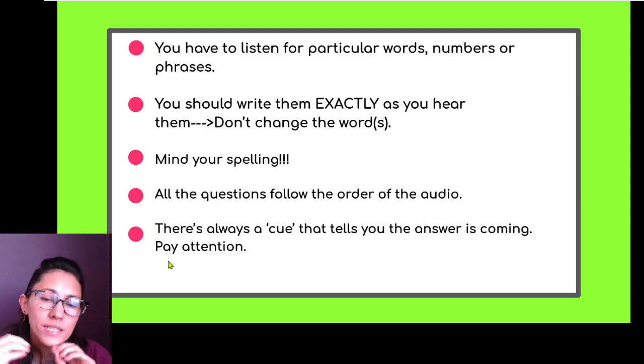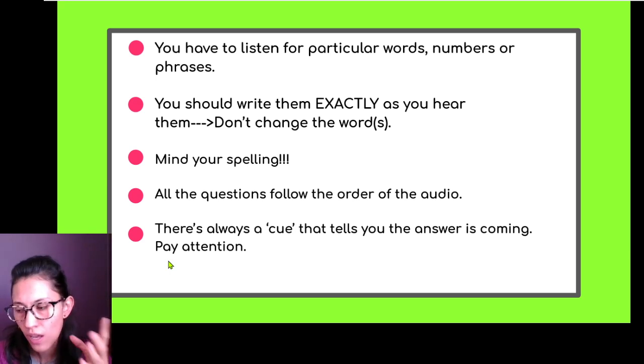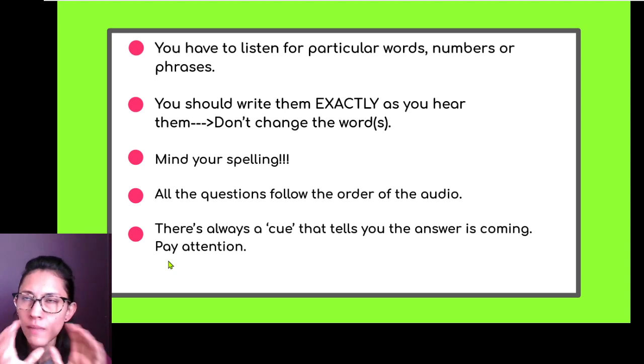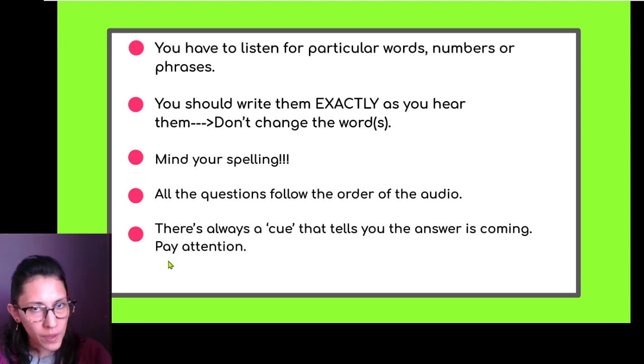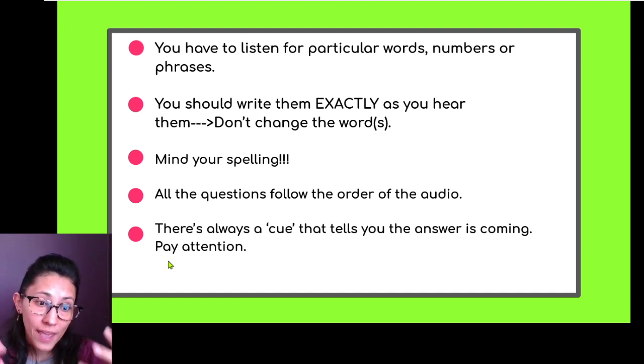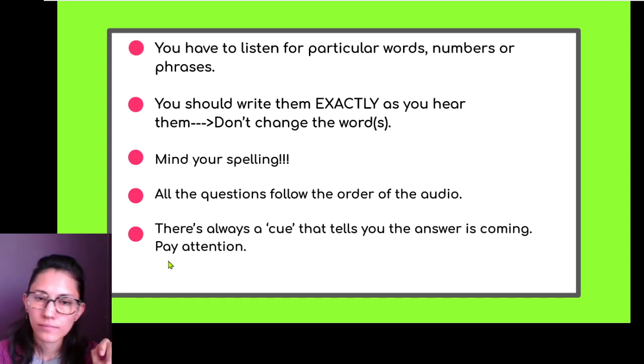Now, there's always a cue that tells you when an answer is coming. So the audio is actually informing you like, hey, your answer is coming, pay attention, okay? We're about to start. So please pay attention to those cues. You need to find them. Some of them are quite obvious. Some others might not be that obvious. But if you also pay attention that you're in order like 1, 2, 3, 4, and you have already answered some of them, you obviously need to be expectant of listening to the following answer.